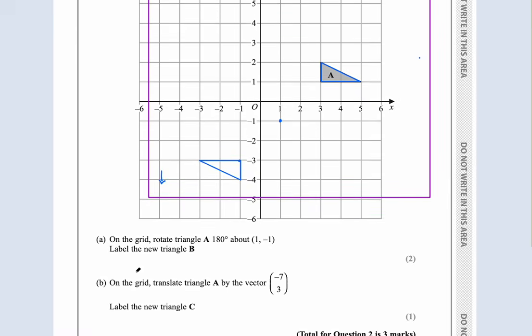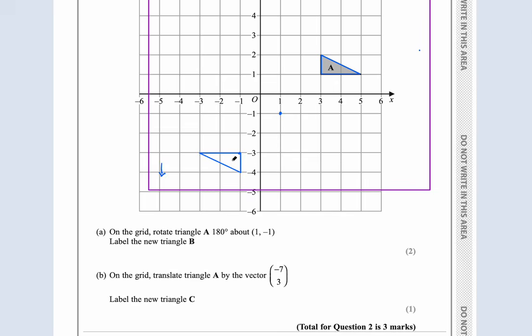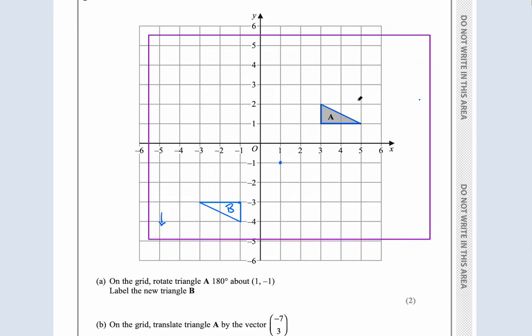Okay. Then it says on the grid, translate triangle A, that's this triangle again, by the vector -7, 3, and label the new triangle. So sorry, I should have labeled this B, and this one -7, 3, and I'll label it C. So -7, 3 means I go left 7. That will be, let's look at this corner here.